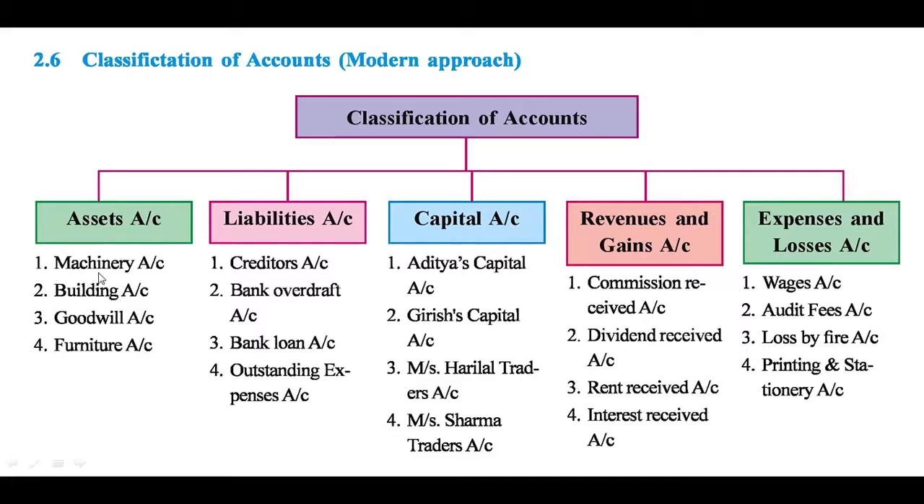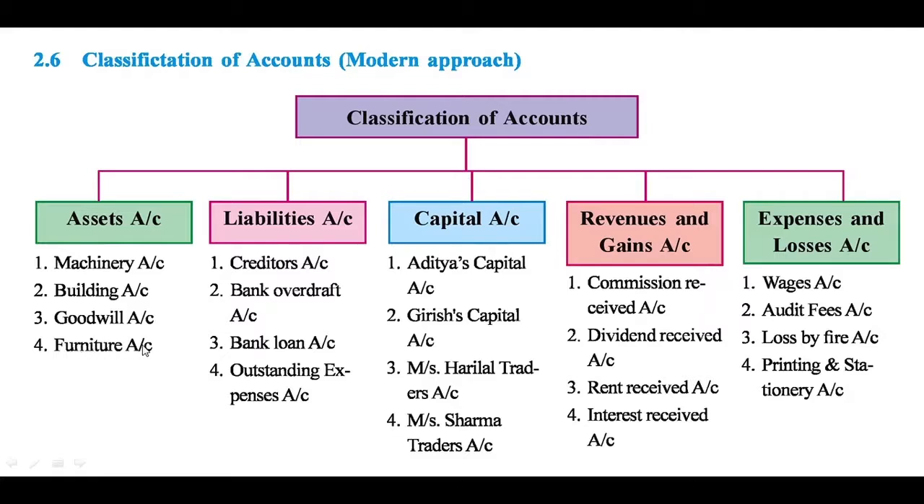You can see machinery account, building account are all tangible assets which you can see, touch and feel. Goodwill account is the intangible asset, you cannot see and touch, but it has monetary value. It is the reputation of the business. So goodwill is considered as one of the assets.